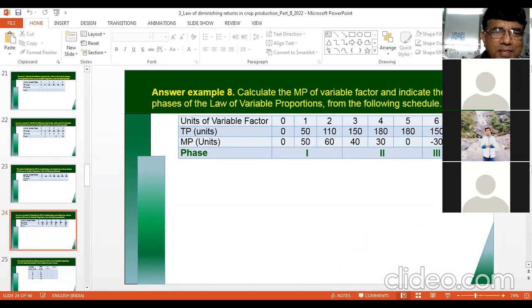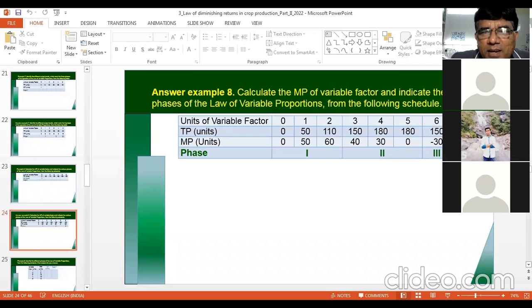This is not rocket science, brother. It's very small. The only thing is that you should have confidence. So in this case, you know how to work out MP. First value is going to be the same, 50 minus 0. You see the row of the TP. 110 minus 50, you get 60.